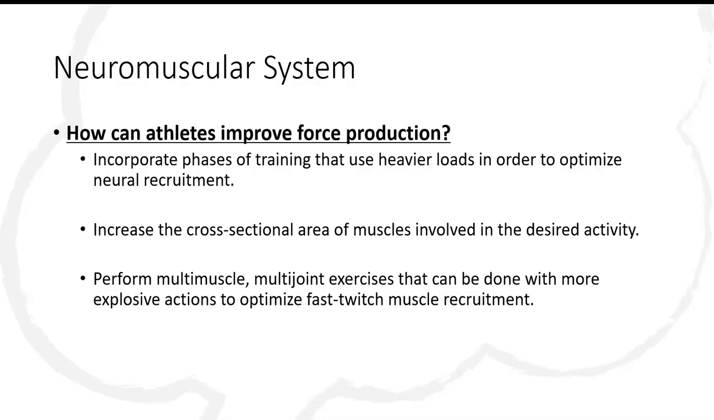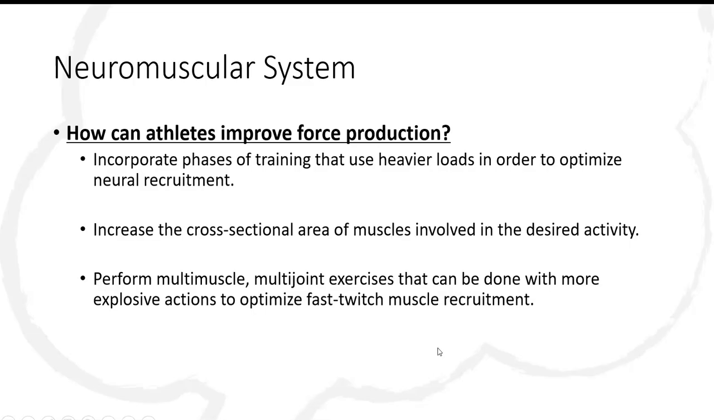Okay, so how can athletes improve force production? We can incorporate phases of training that use heavier loads in order to optimize neural recruitment. So remember, the more motor units we recruit, the larger amount of force we'll be able to produce. As well, if we increase the firing rate of those motor units, we will also be able to increase the force due to the increased calcium content being put into the cell. We can increase the cross-sectional area of muscles involved in the desired activity. We can perform multi-muscle, multi-joint exercises that can be done with more explosive actions to optimize fast twitch muscle recruitment.